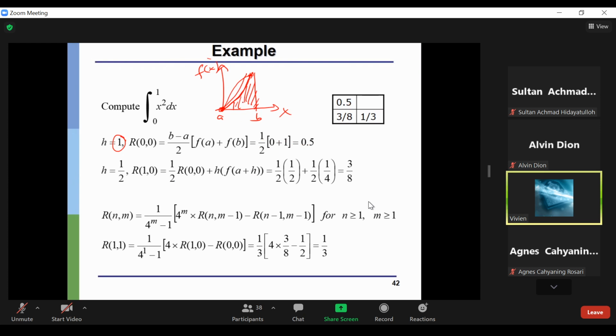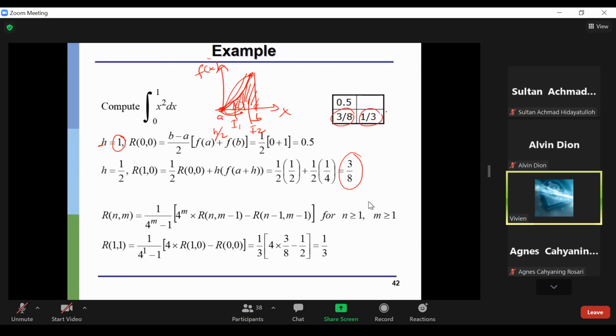And then we divide it into two segments. So this is the first segment, I1, and this is the second segment, I2. So now the step size becomes half of the initial h. Then when we do the calculation, we have the first area and the second area, so that will be 3/8. So this is the value.